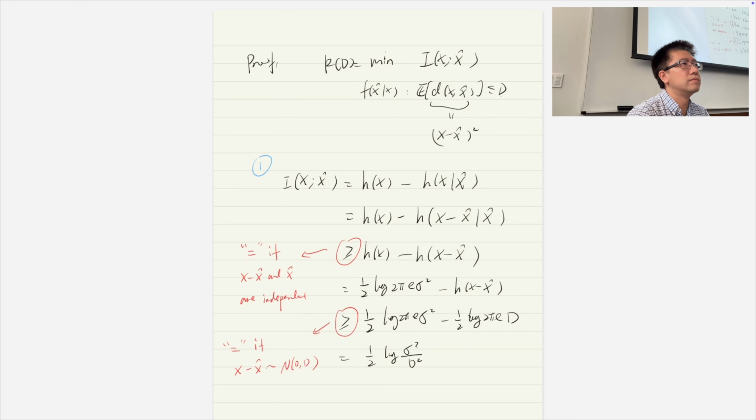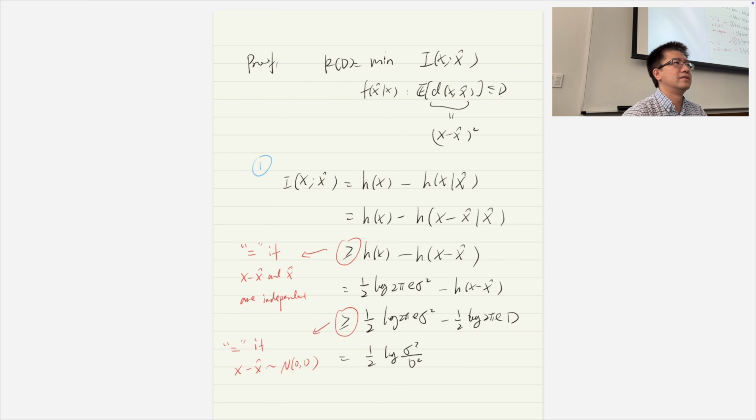Why was it that the conditional entropy there is the same as the entropy of x minus x hat? Not the very first step. From here to here? Yeah, from there to there. Oh, yeah, because this is a given, right? So this is a shift invariant property.